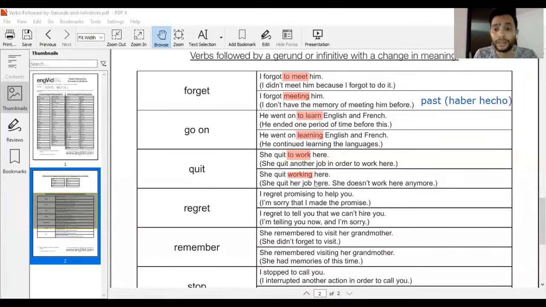She quit working here. Ella dejó de trabajar aquí. Right? So, es una acción que no va a volver a repetirse. There you go. Uno deja algo para empezar algo nuevo y en el otro simplemente la acción no vuelve a suceder. All right?